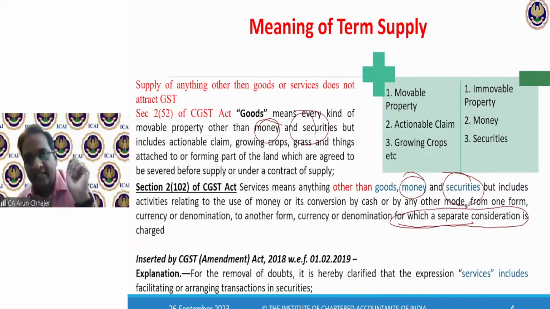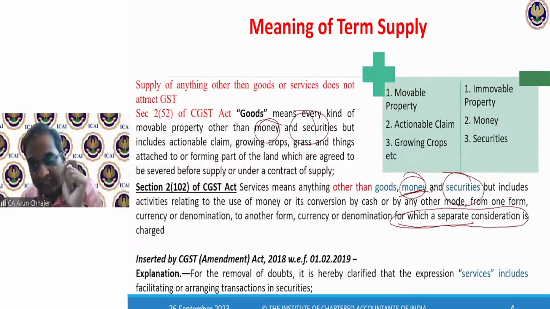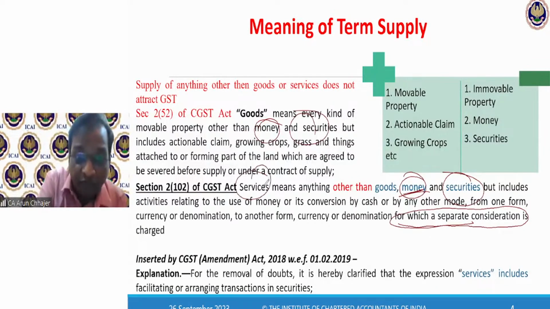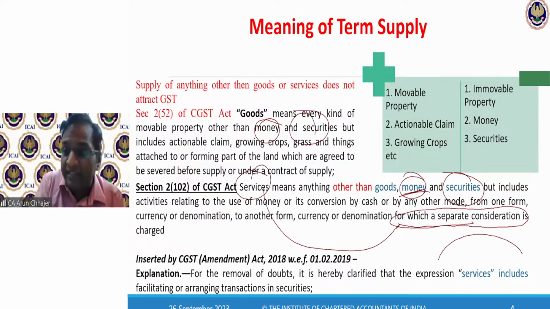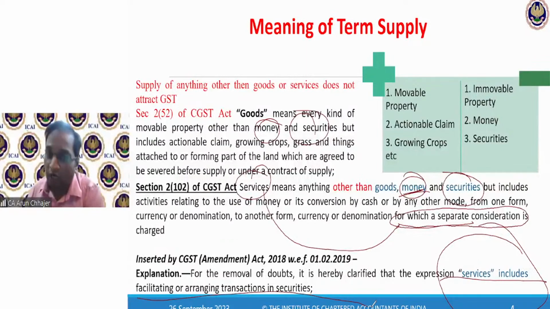And for which I am charging, let's say, X amount. It means I am not supplying the money to you. I am providing the service of converting the money from one form to another form, one denomination to another denomination. It is a service. And they are saying service includes facilitating or arranging the transaction in security.